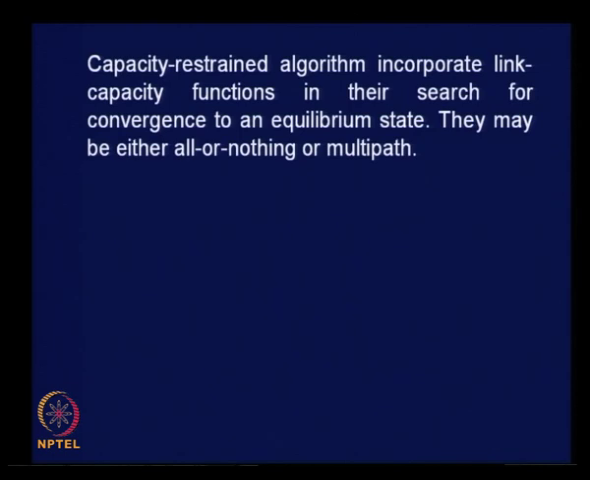But the actual assignment technique adopted will be again either all or nothing or multipath assignment only, right. Actually we follow only the first two basic methods of assignment. This capacity restraint assignment is only the part which enables better application of all or nothing or multipath assignment techniques, clear.